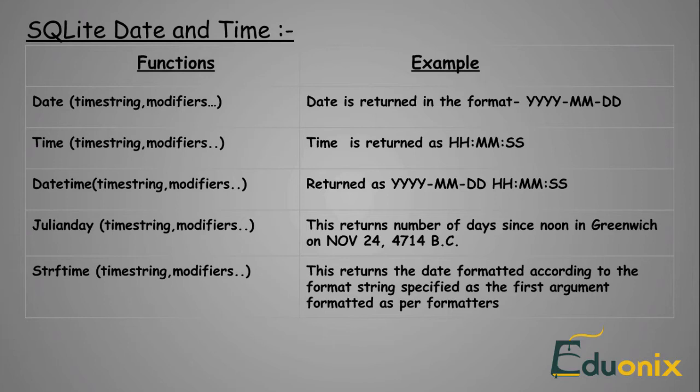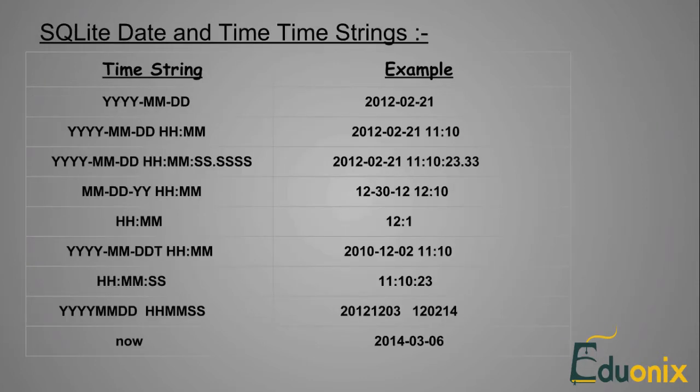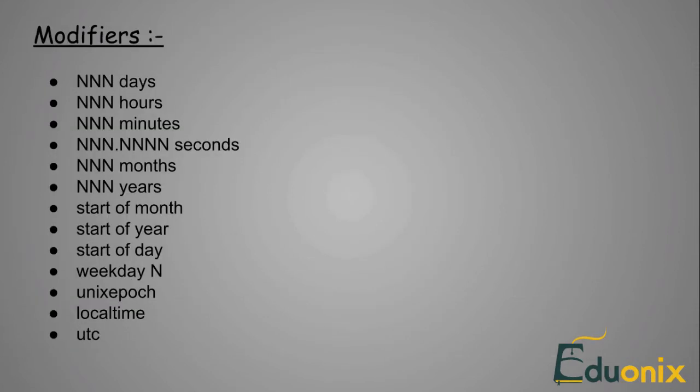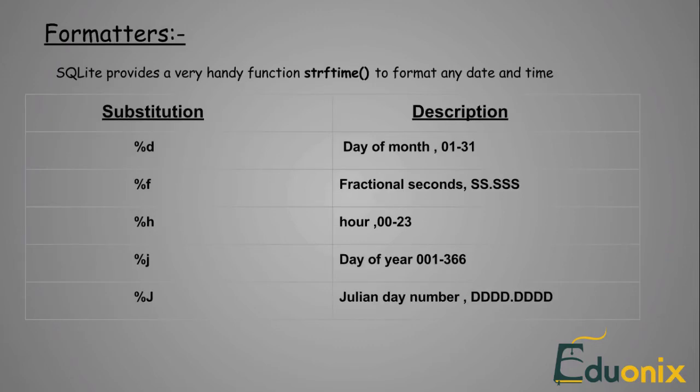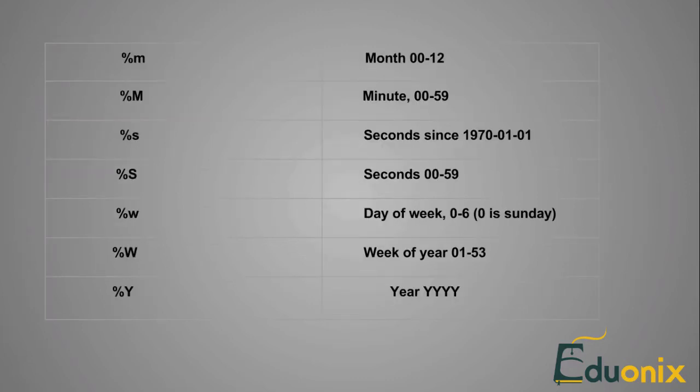And strftime returns the date formatted according to the format string specified as the first argument, as per the formatters. Here in the table you can see the time string formats and the given examples one by one. And also you can see the modifiers that are available in SQLite to modify the date and time. And these are the formatters: %d, %f, %H, %J, capital J. According to this you can keep adjusting the date and time.